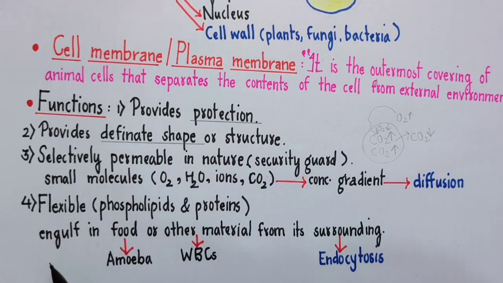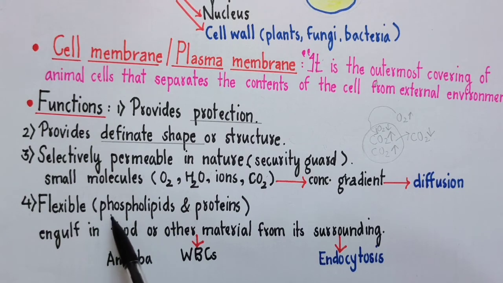Now in order to understand the fourth function, again we need to understand the nature of the plasma membrane. So one thing we already know is that it is selectively permeable in nature. Other than that, our plasma membrane is flexible in nature. So what does this mean? Flexible means that it is not rigid. Okay, and why is it so? This is because of the chemical composition of our plasma membrane.